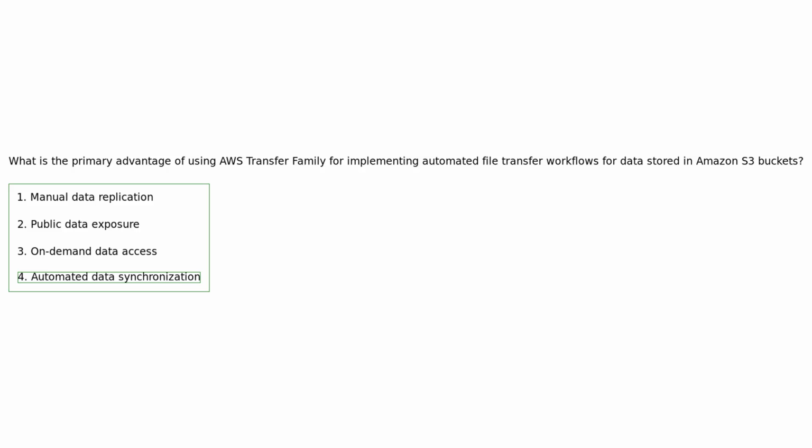AWS Transfer Family offers automated data synchronization as the primary advantage for implementing automated file transfer workflows with data stored in Amazon S3 buckets, allowing users to automate data exchanges, schedule data transfers, and streamline data migration processes between S3 and external systems without manual data replication efforts.